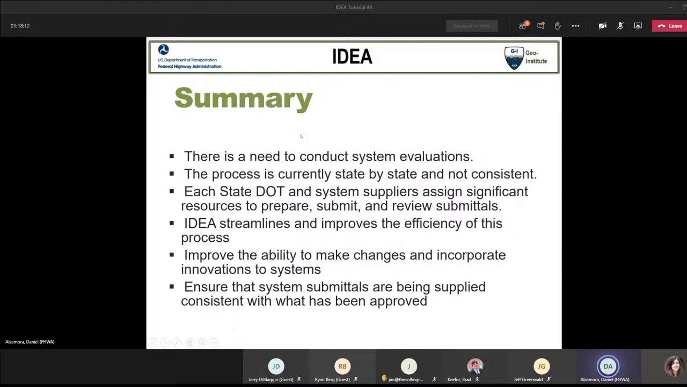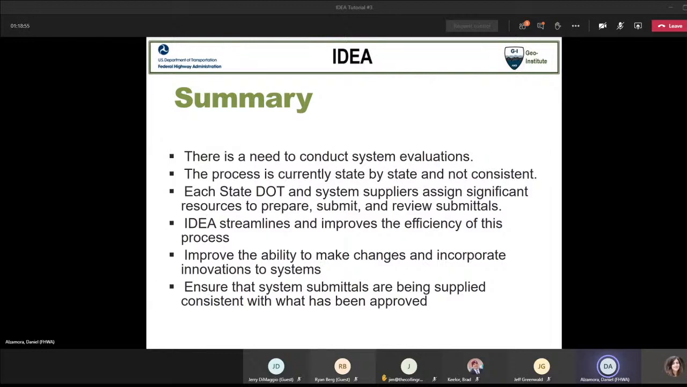So in summary, and I think this is my last slide, and then we can go to Q&A. So again, if you have any questions, please add them to the chat that you have available. From looking at what people are doing currently, the state DOTs are requiring these system evaluations, either through a high-tech evaluation, currently an IDEA evaluation, or through a consultant review. So clearly there's a need to do these evaluations.